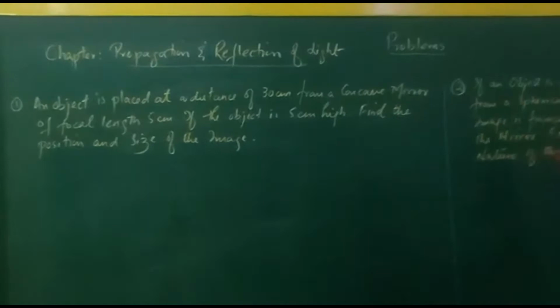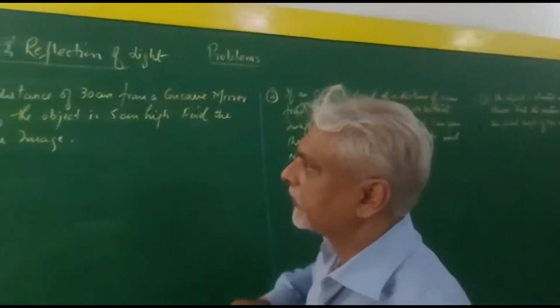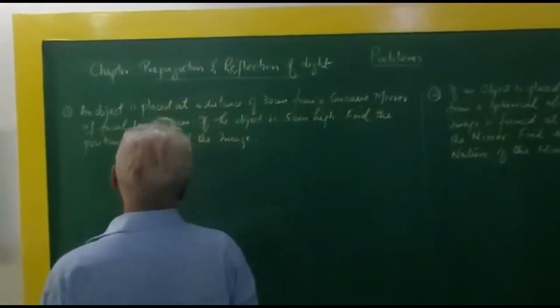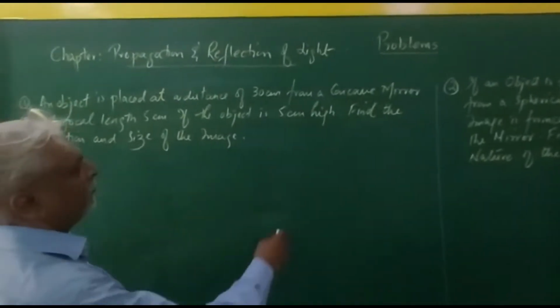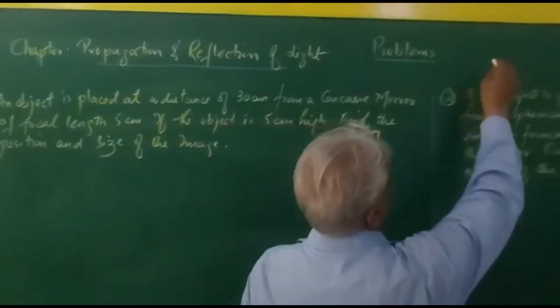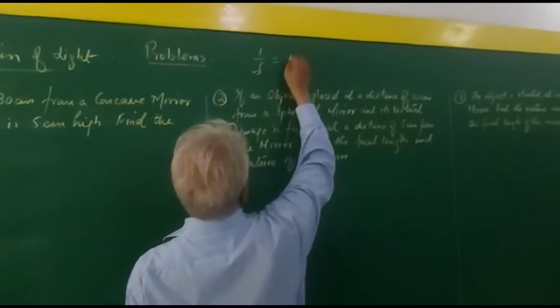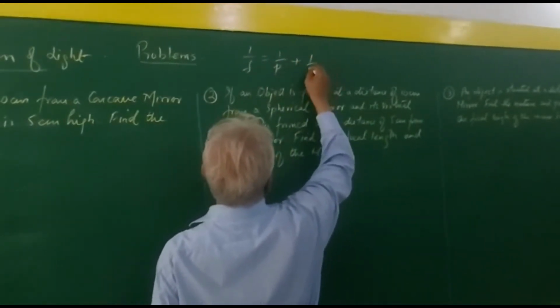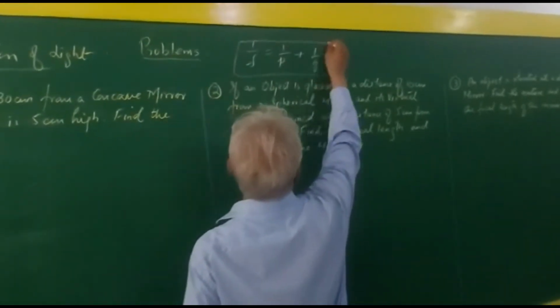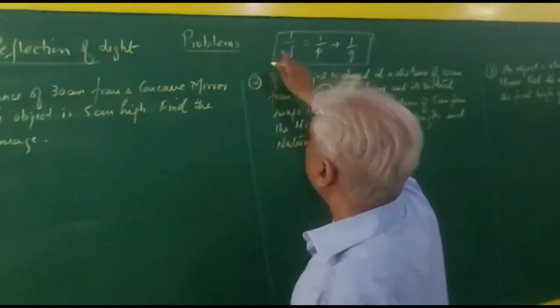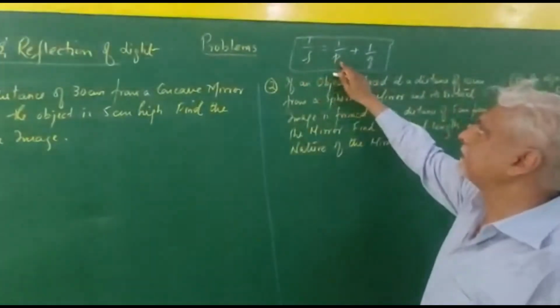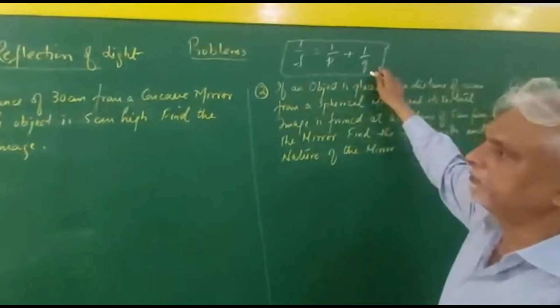I'll be doing these three problems which are from this chapter. Now you all know the mirror formula. The mirror formula is 1 over F is equal to 1 over P plus 1 over Q. This is the equation for spherical mirrors that we have been using, where F is the focal length, P is the object distance and Q is the image distance.